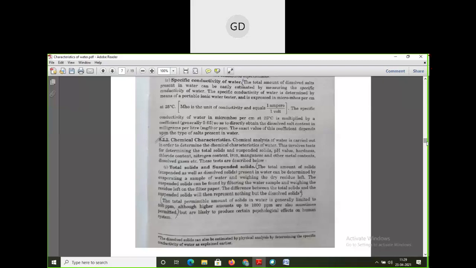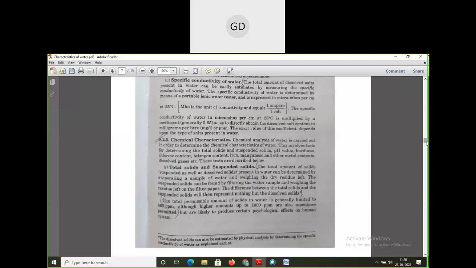Now, how will you measure the suspended solids? You filter the water sample, and then whatever residue is left in the filter paper, you weigh it. That will give you the amount of suspended solids. Now, after getting suspended solids and total solids, you can easily find out the dissolved solids. How? Total solids is equal to suspended solids plus dissolved solids.